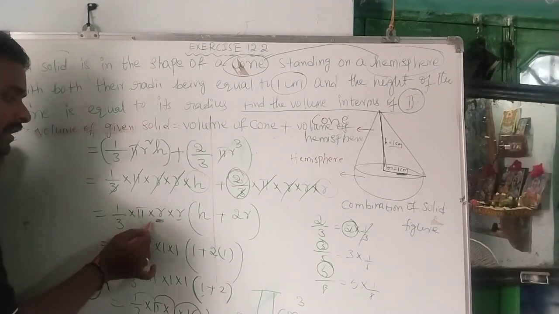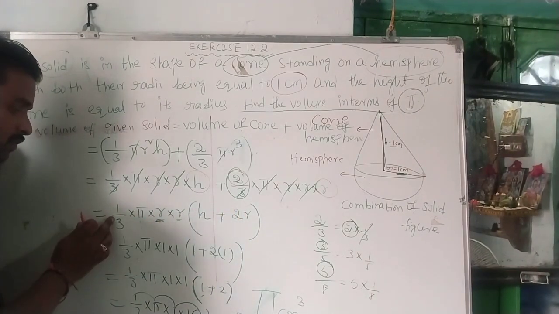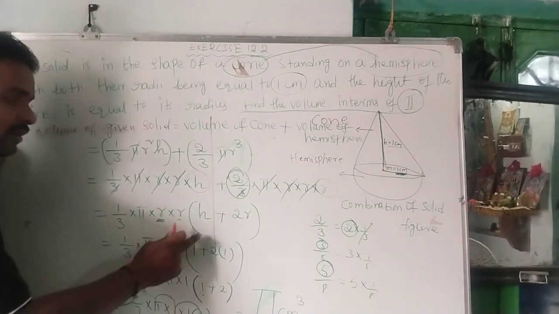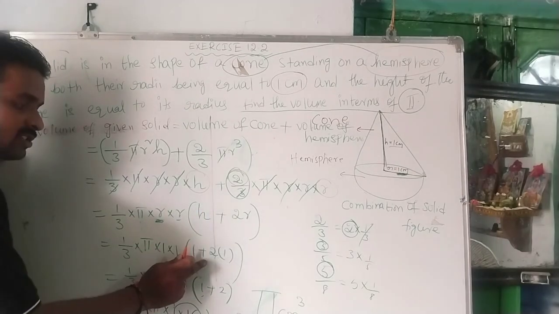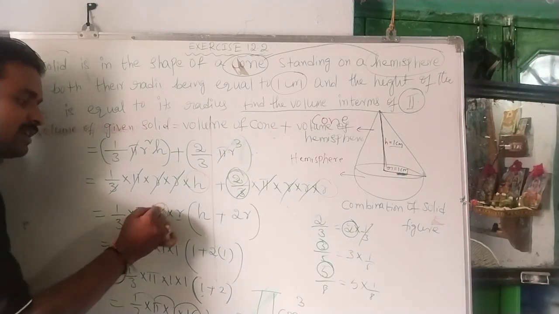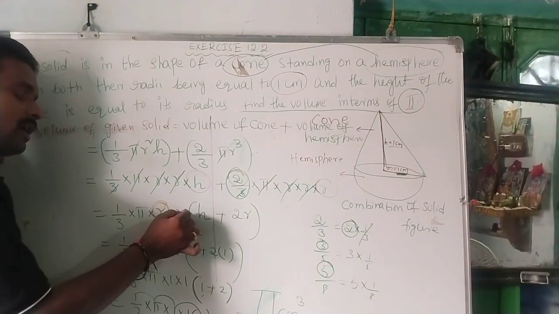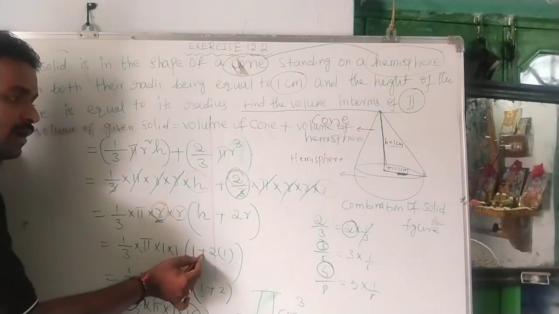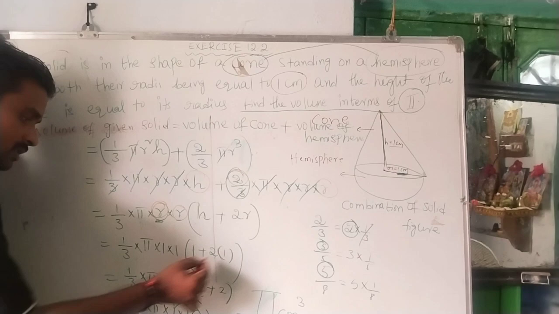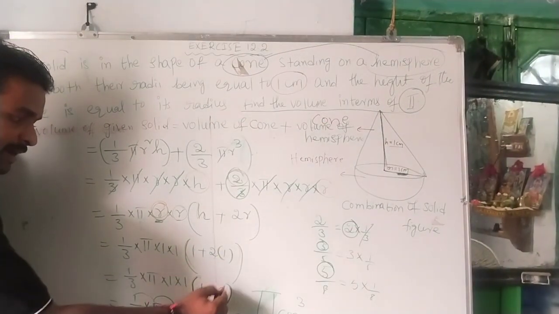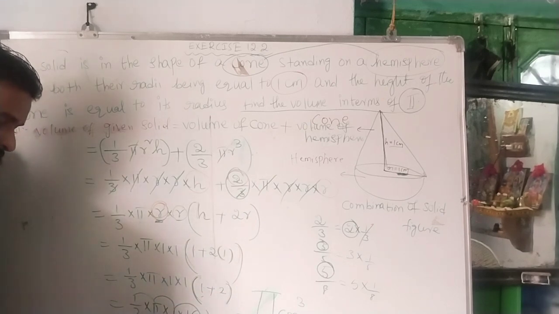1 by 3 into pi into r into h plus 2r. Pi is pi, the r value is 1, into the h value 1, plus 2r, 2 into the r value 1. Here the radius is 1 centimeter. The hemisphere radius is 1, the cone radius is also 1, and the height is also 1. First I solved the bracket values: 1 plus 2 ones are 2. Next I added the bracket values: 1 plus 2 is 3.